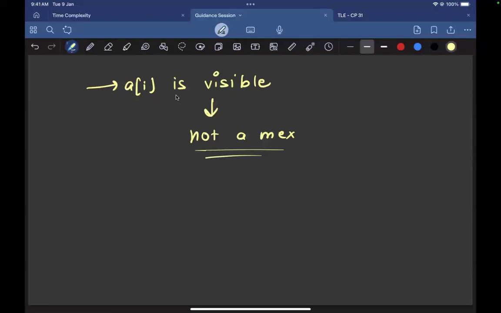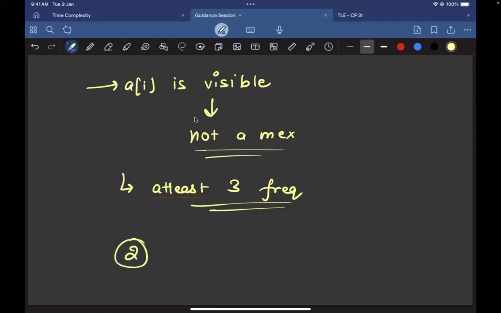Okay, is that right? So if this number cannot be a max and it is visible in the array, then don't you think that this number should have at least 3 frequency? How many of you agree with this part? Imagine, let's say there is a number. Let's say the number is 2. Let's say the number 2 is visible in the array, but it has a frequency of only 1. It only comes one time.